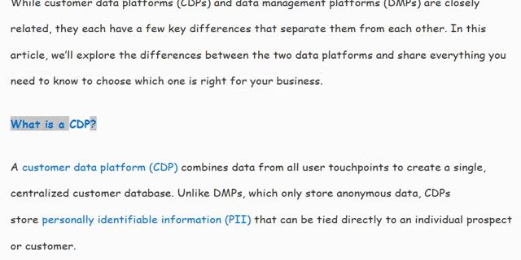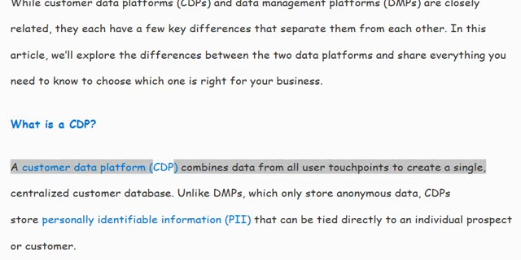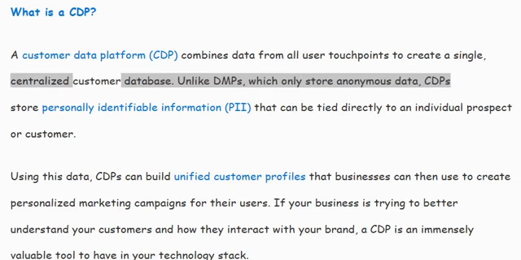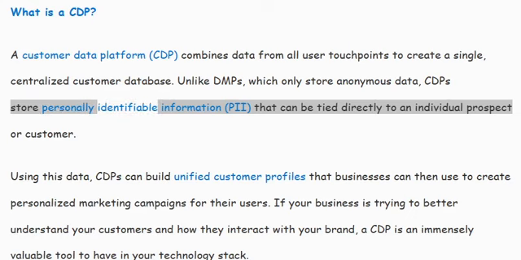What is a CDP? A customer data platform, CDP, combines data from all user touchpoints to create a single, centralized customer database. Unlike DMPs, which only store anonymous data, CDPs store personally identifiable information, PII, that can be tied directly to an individual prospect or customer.